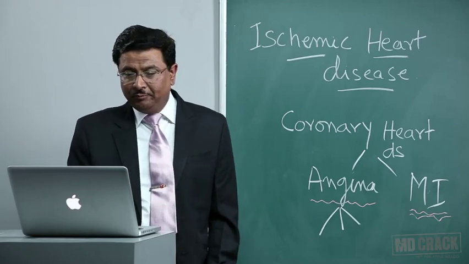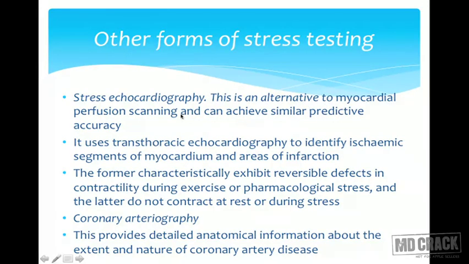Stress echocardiography. This is an alternative to myocardial perfusion scanning and can achieve similar predictive accuracy. It uses transthoracic echocardiography to identify ischemic segments of myocardium in areas of infarction. The former characteristically exhibit reversible defects in contractility during exercise or pharmacological stress, and the latter do not contract at rest or during stress. Coronary arteriography. This provides detailed anatomical information about the extent and nature of coronary artery disease.